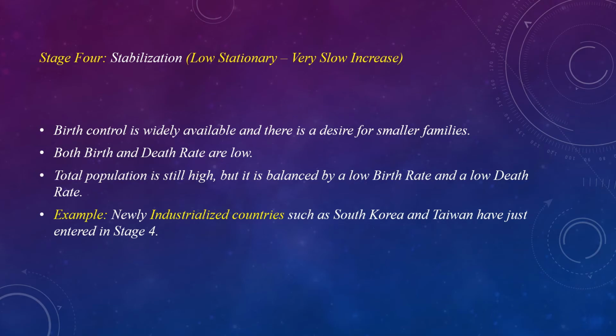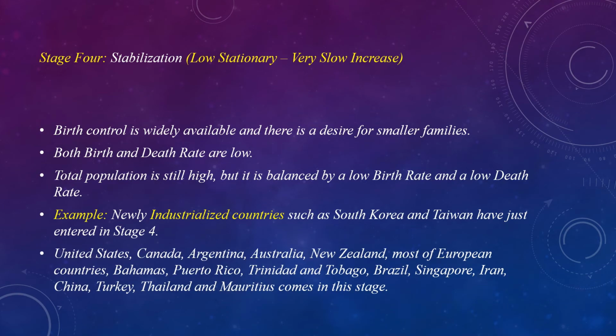For example, newly industrialized countries such as South Korea and Taiwan have just entered this stage. Before these countries, the United States, Canada, Argentina, Australia, New Zealand, most of the European countries, Bahamas, Puerto Rico, Trinidad and Tobago, Brazil, Singapore, Iran, China, Turkey, Thailand and Mauritius come in this stage.